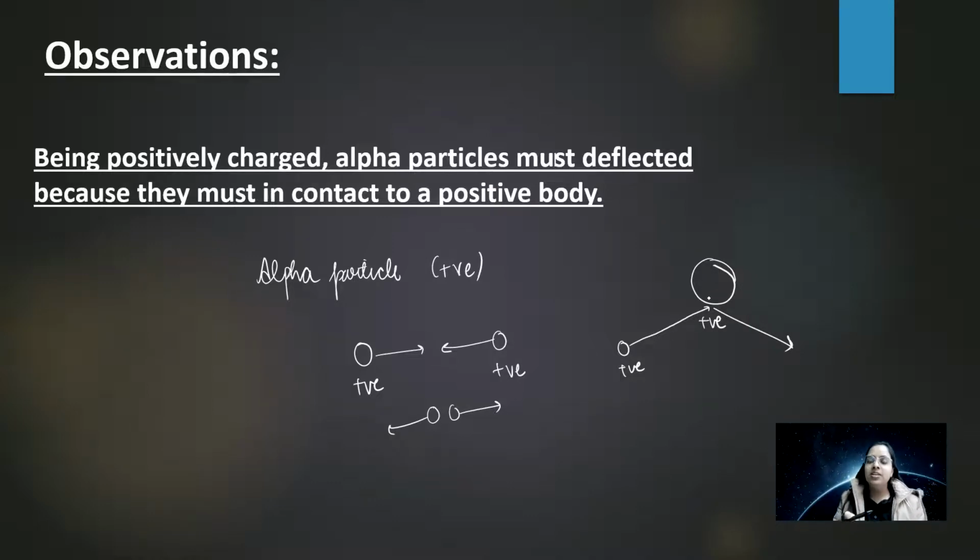So this same condition was happening in your Rutherford's experiment, right? So from there, they concluded that your alpha particles were deflecting because there is some positively charged body present in your atom, right?